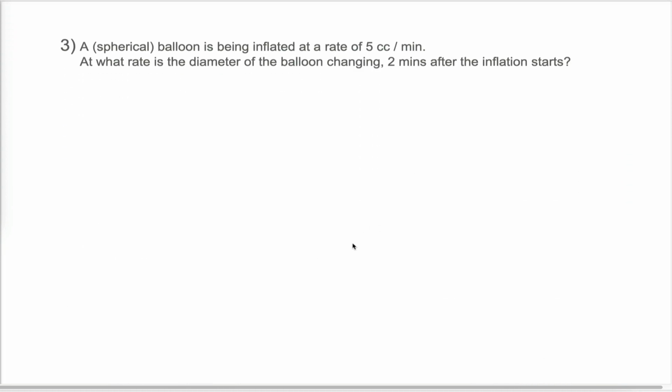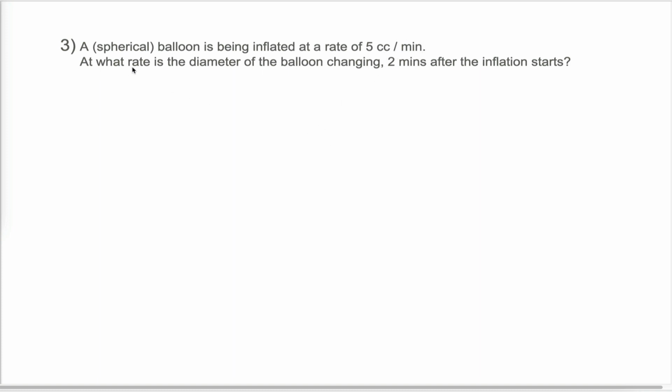In this example, what we want to talk about is a balloon being inflated. So we have a balloon that we're assuming is spherical, and we're inflating at a rate of 5 cubic centimeters per minute, although I think what you'll find is typically I don't care a whole lot about units here, but it's not a bad idea to keep track of the units as you're going through.